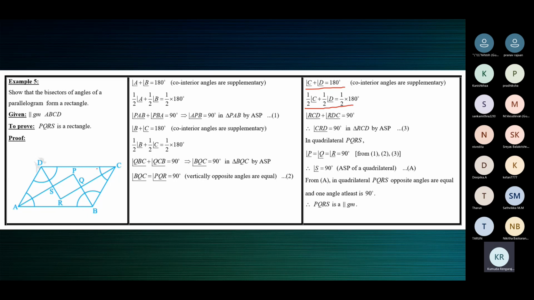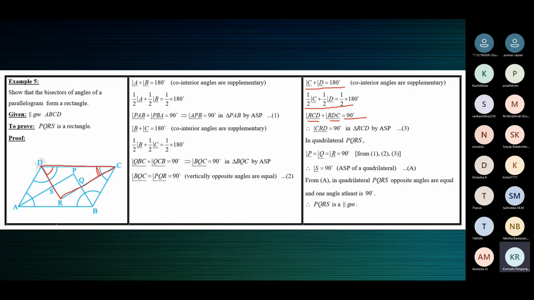So half of angle C is this portion. Half of angle D is this portion. And we take up this triangle to find angle R. Half of angle C is RCD. Half of angle D is RDC. Half of 180 is 90.